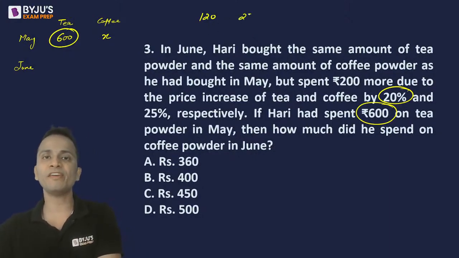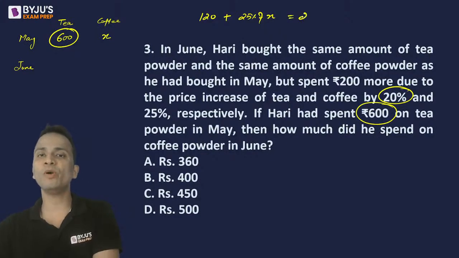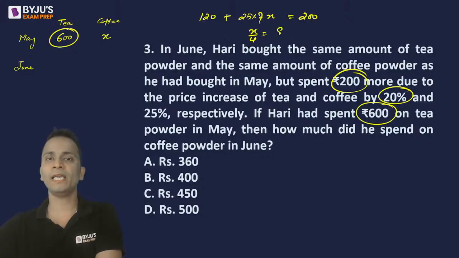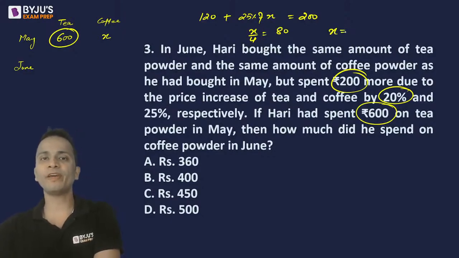So he must have spent 25 percent of x more on coffee, I could have written x by 4. Now the sum of these two is equal to 200 as per the question. Okay, so we can find out the value of x. So x by 4 is equal to 80, and the value of x will be equal to 320.